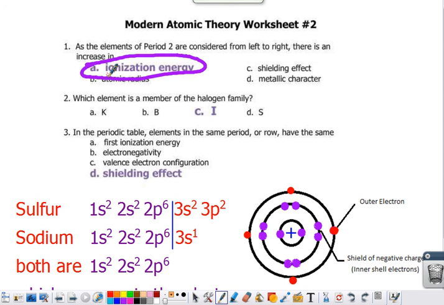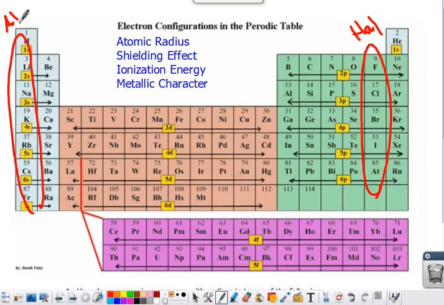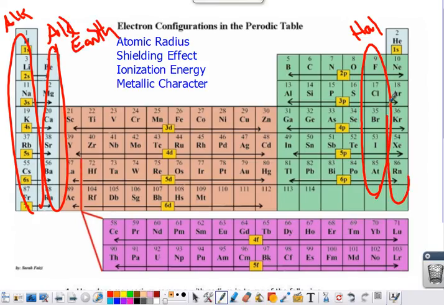Number 2 is pretty boring. Which elements are in the halogen family? The halogen family is this column here. That's the halogens. These are the alkalis. These are the alkaline earth. These are the noble gases.